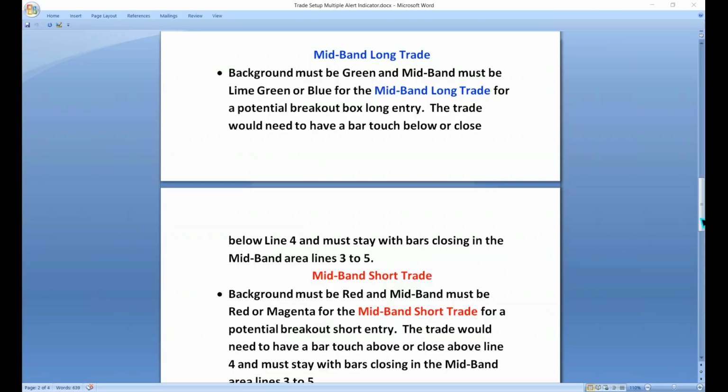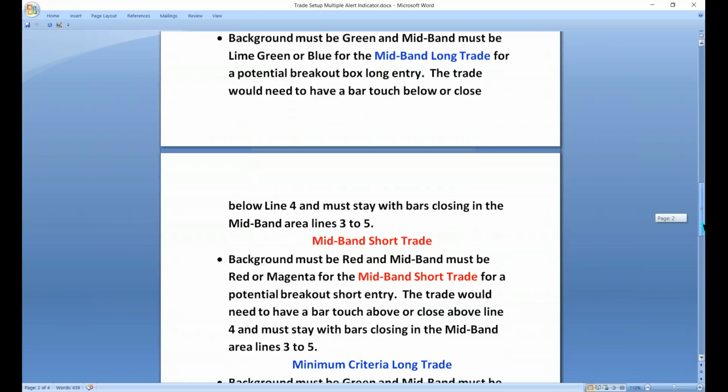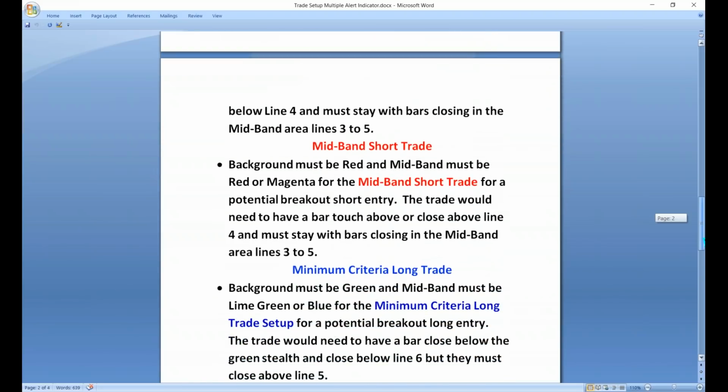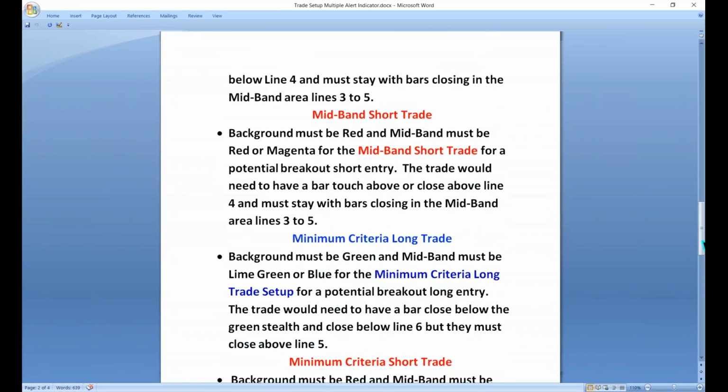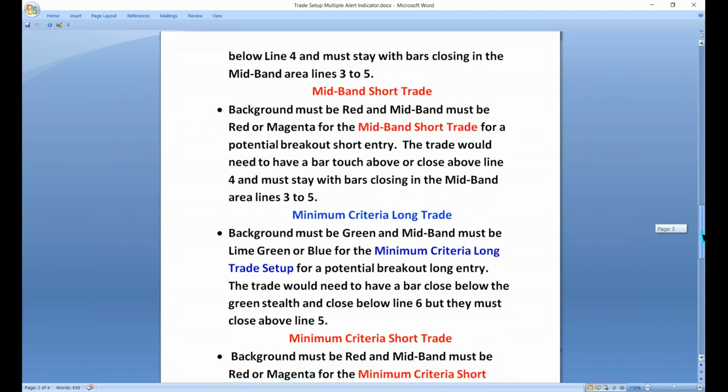Okay? Now, for the midband short, and I'll just go over these real quick. For the midband short trade, the background must be red. The midband must be red or magenta for the midband short trade, for a potential breakout short entry. The trade would need to have a bar touch above or close above line 4 and must stay with bars closing in the midband areas, which is that yellow shadowed area. Okay, we'll go over the rules on several of these, and then we're going to show actual examples.